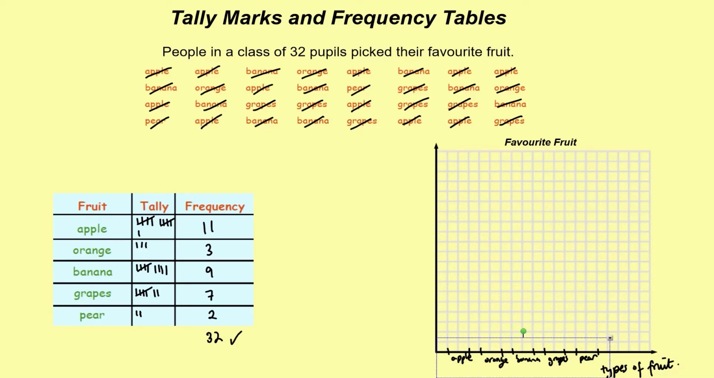Oh, sorry. I forgot the y-axis here, honestly. So the y-axis is the number of people who picked, or you could put frequency. I think number of people is a wee bit easier to read because you know what that means. It's the number of people who picked each fruit. Frequency would be fine, though.